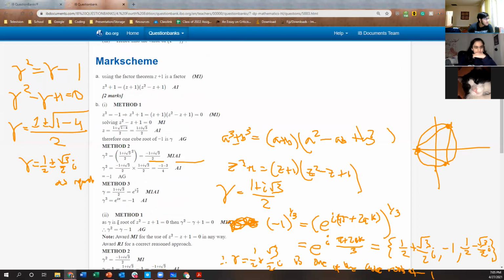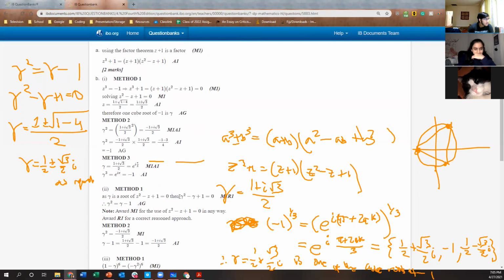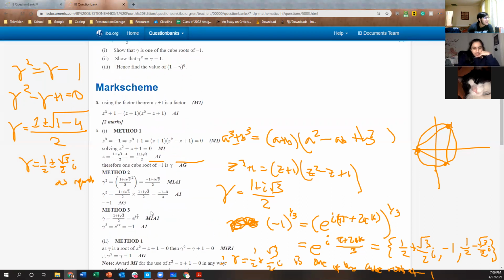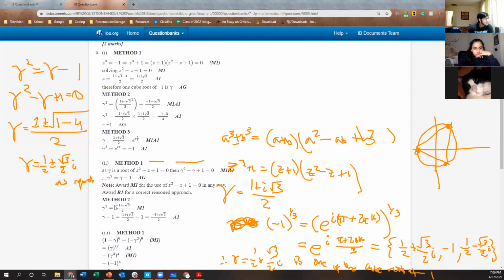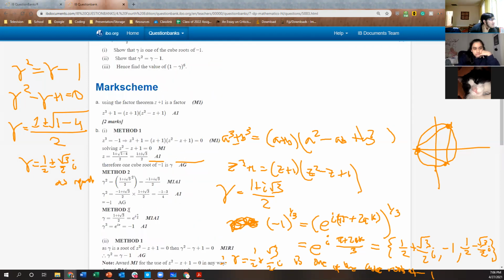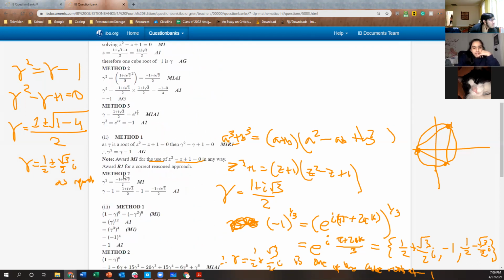Is that what we did here for part 2? Gamma is a root of gamma squared minus... Did we? Actually, I don't think we did any of these. Wait, scroll down a bit. What was method 2? Method 2 is gamma squared equals... Oh, no, we didn't do any of those. How did they get gamma squared? Oh, wait, we did method 1, because we did gamma squared minus gamma plus 1 equals 0.